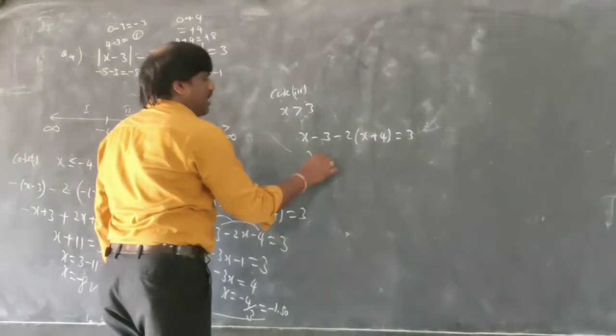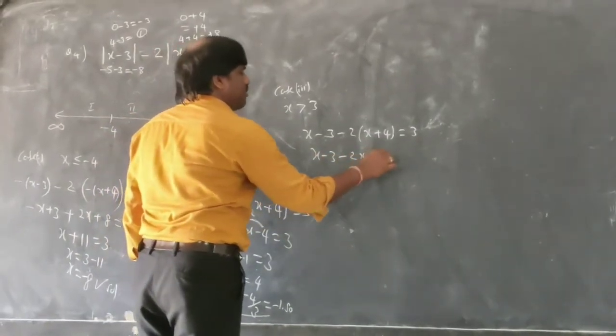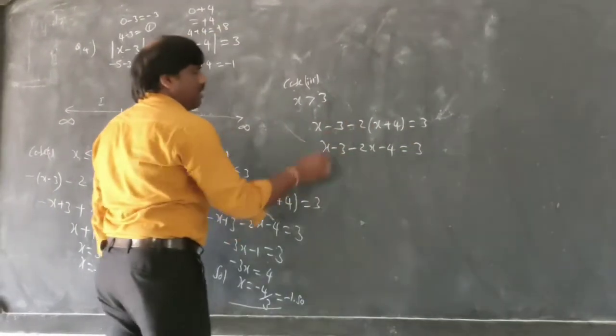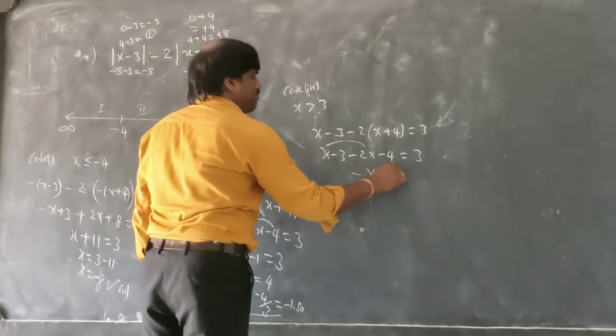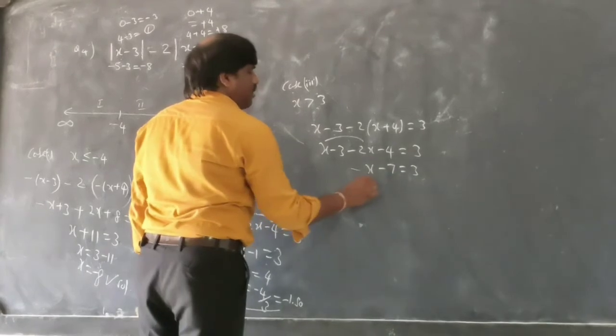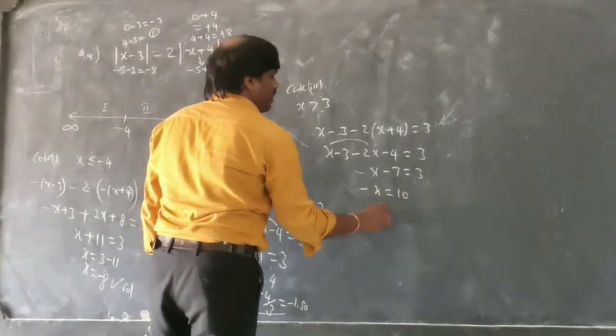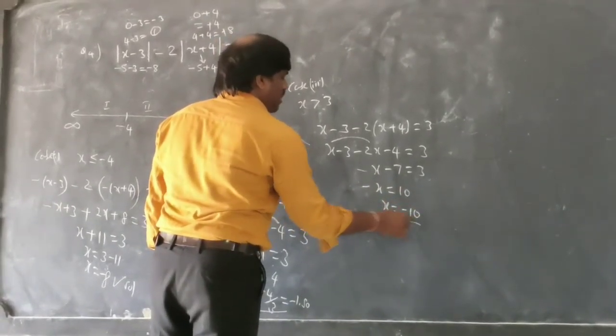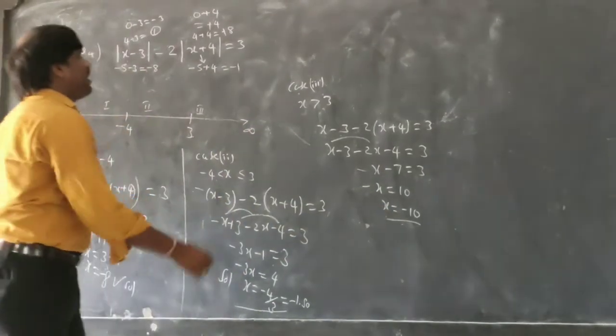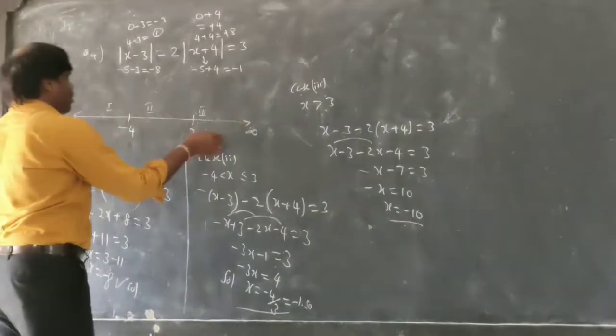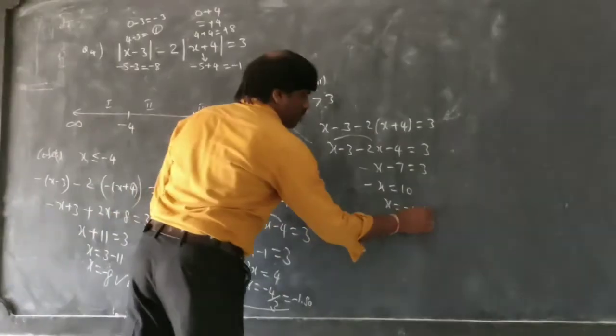So what I got here: x minus 3 minus 2x minus 8 is equal to 3. So combining, minus x minus 11 is equal to 3. Minus x is equal to 14. x is equal to minus 14. Tell me, is this in this branch? No, this is not in this branch. So this has no solution.